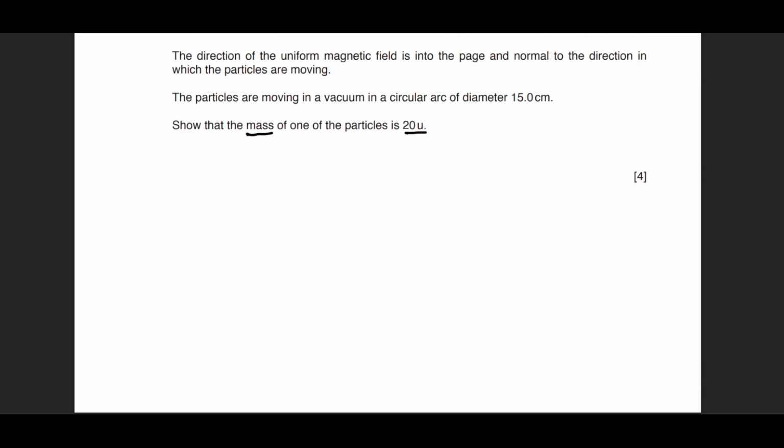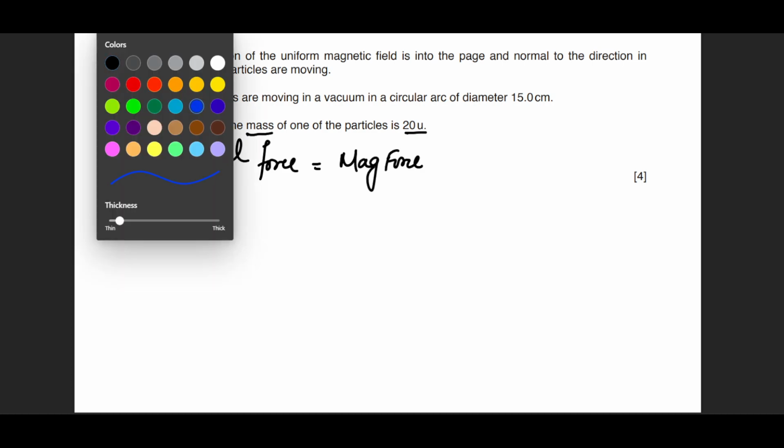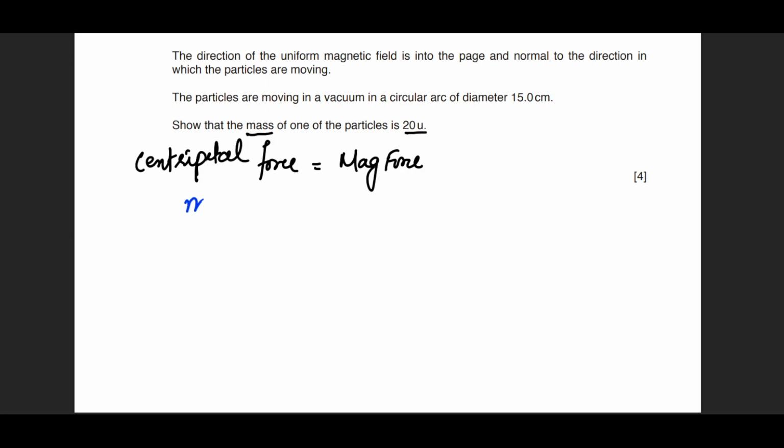So in this situation, just like in gravitation, we have to identify where the force is coming from. So the first mark will be gained when you write down that centripetal force. You have to mention that the centripetal force is equal to the magnetic force responsible for causing the rotation. So we will use mv square over r equals qvB.